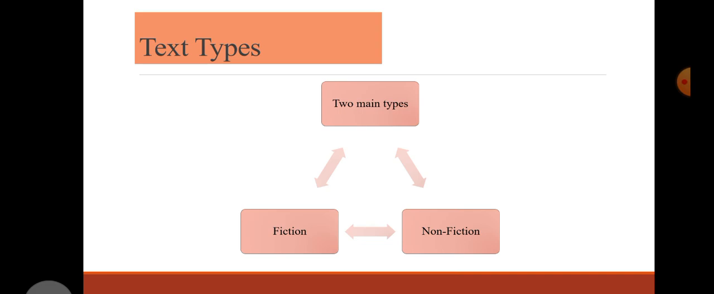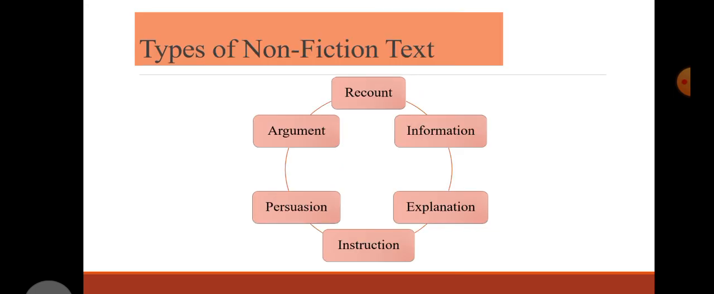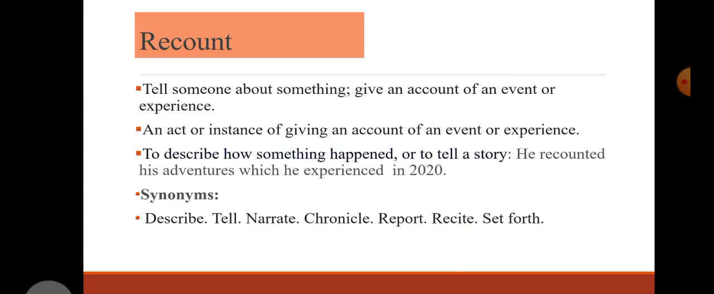Now we are concerned with text types. Students, there are two main types of text: fiction and non-fiction. In this lecture, we will talk about non-fiction texts, and in our next lecture, we will only talk about fiction. So, types of non-fiction text. There are different types of non-fiction text, for example, recount, information, explanation, instruction, persuasion, and argument.